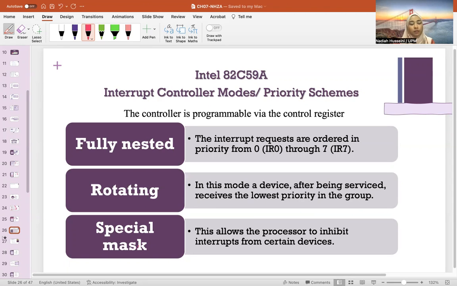Okay, and then you have your special mask, the third mode. This allows the processor to inhibit interrupts from certain devices. So basically, I don't want to handle any interrupts from my phone. I disable it by using the special mask mode.